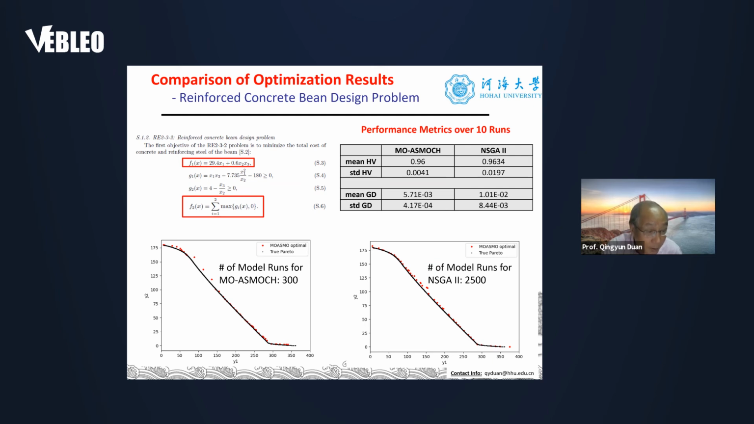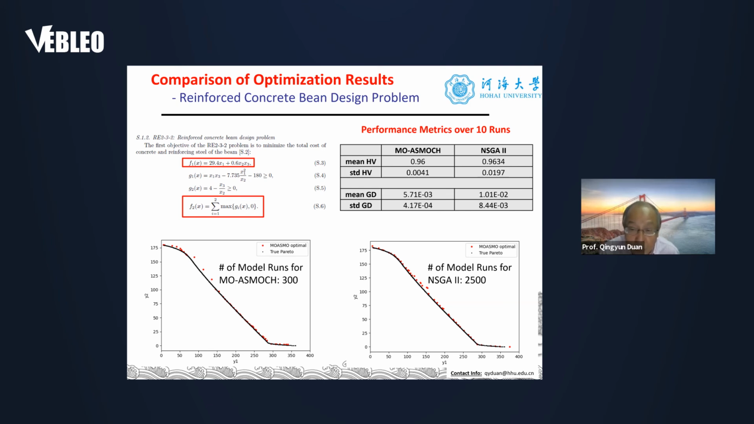The black solid line is the true solution. Here we use 300 model runs and we got the red dots here. That's the Azimuth solution. And then here is the NSGA solution.